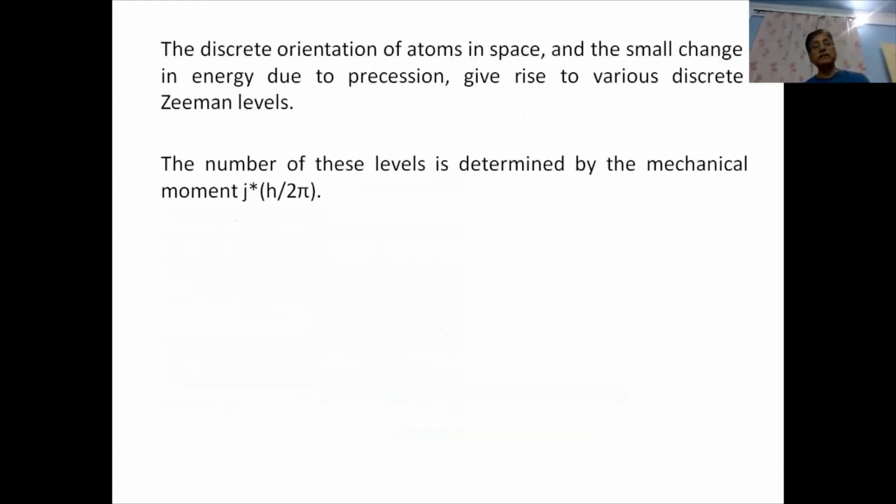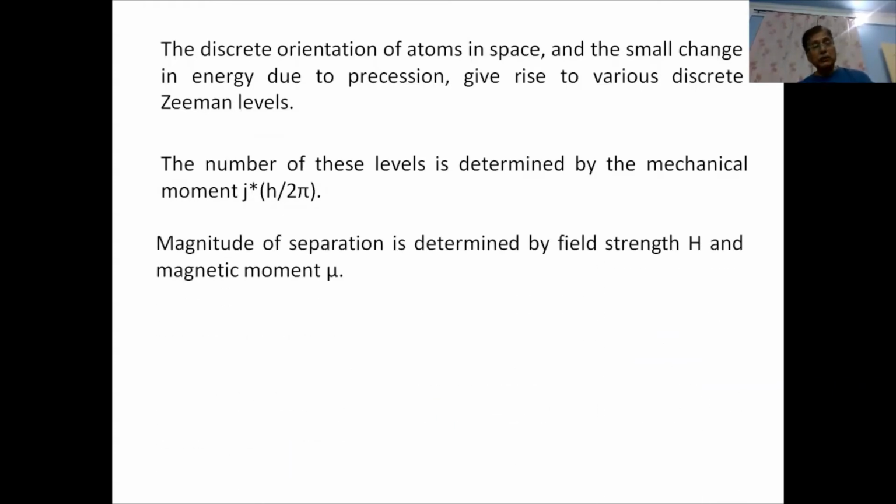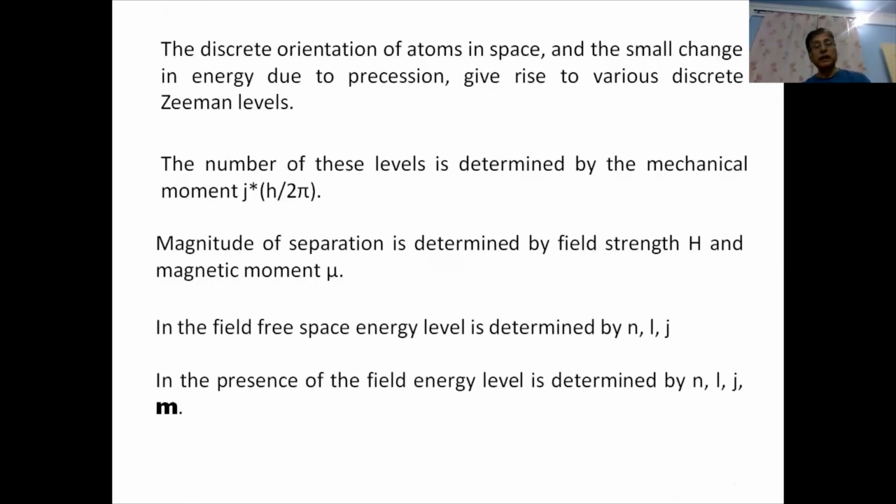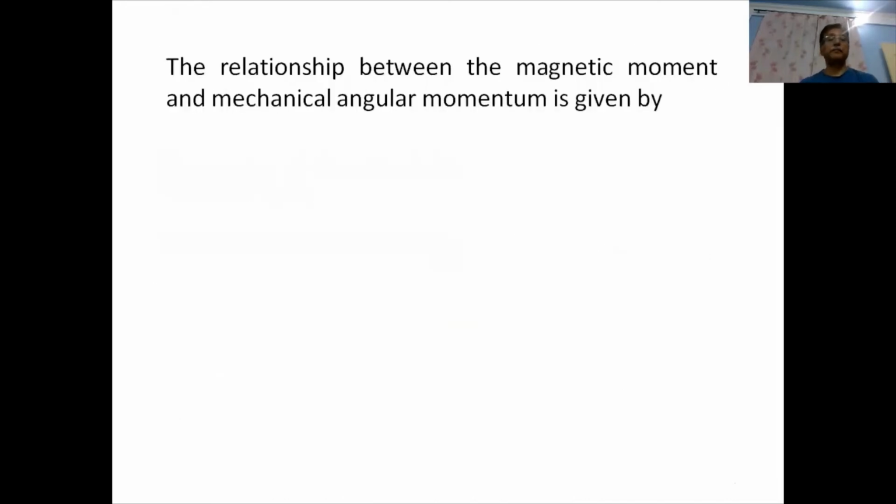Now, the number of these levels is determined by the mechanical moment J star h by 2 pi magnitude. How much the separation between these levels will be is determined by the field strength H and the magnetic moment mu. In field free space, the energy level is determined by n, l, j. And in the presence of a field, the energy level is determined by n, l, j, m.